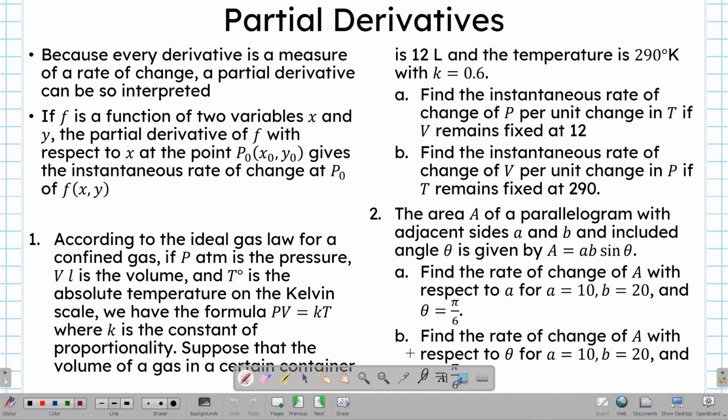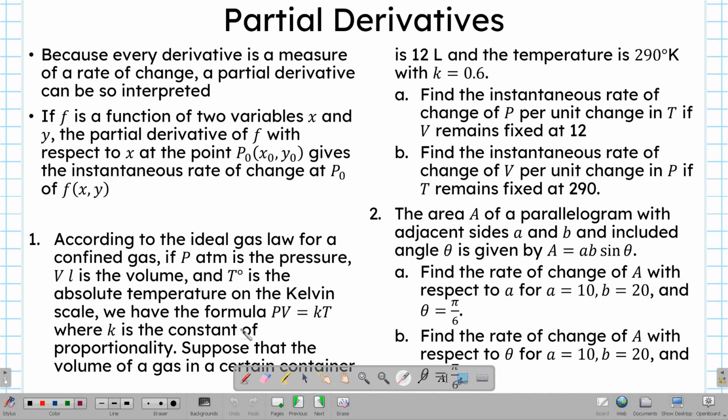Now, apart from being a slope of the graph at a certain point, because a derivative is a measure of rate of change, a partial derivative can be interpreted as a rate of change. If f is a function of two variables x and y, the partial derivative of f with respect to x at the point p sub 0 with coordinates x sub 0, y sub 0 gives the instantaneous rate of change at p sub 0 of f of x, y.